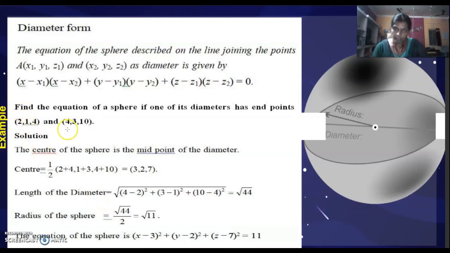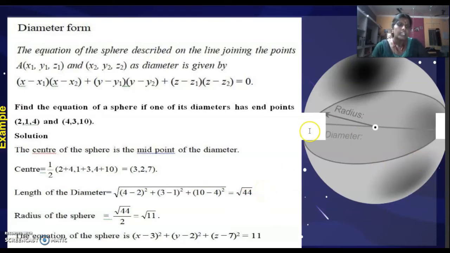Here they have given 2 points A and B. Now we are going to find out the diameter length, that is AB. This is nothing but the usual distance formula. We can apply the distance formula, that is for the points x1, y1, z1 and x2, y2, z2, the distance is square root of (x2 minus x1) the whole square plus (y2 minus y1) the whole square plus (z2 minus z1) the whole square. So we can apply the formula here and we can find the value of the diameter, that is the length of the diameter is nothing but square root of 44.